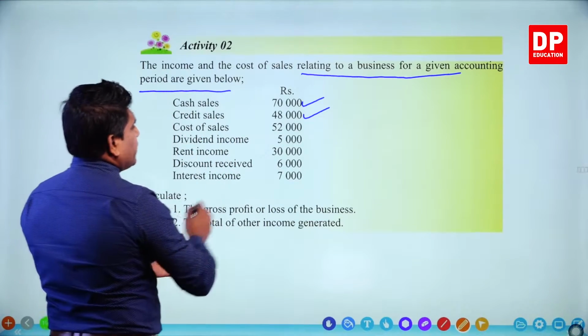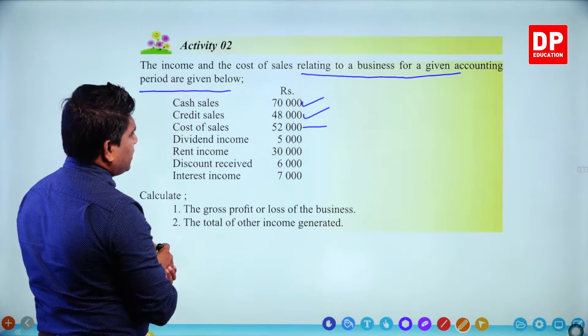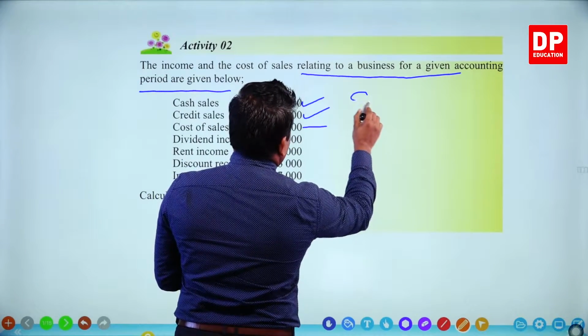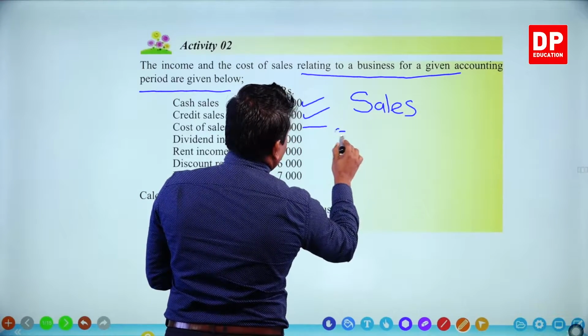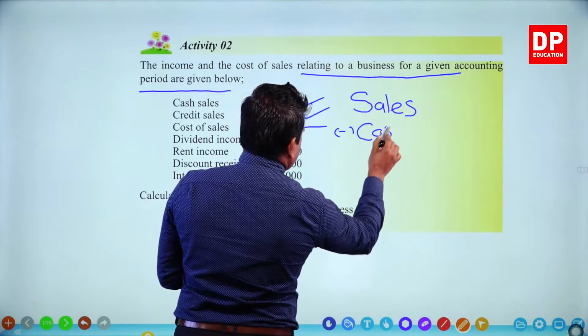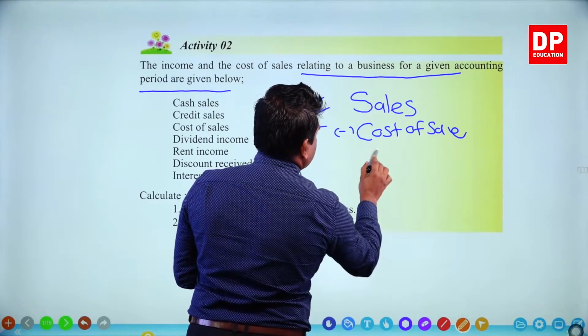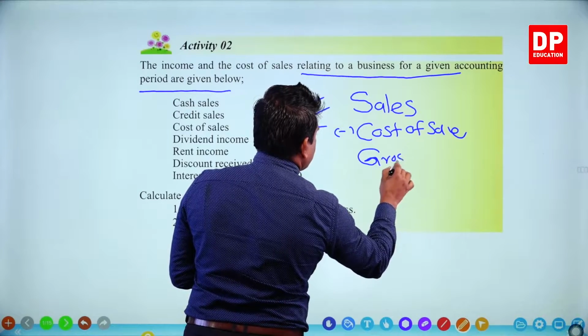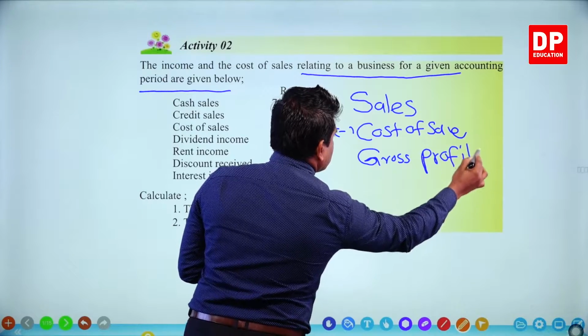Cost of sales is given. Sales income minus cost of sales. Sales income, I put here as sales. And if you know cost of sales, then you can see what? Gross profit.